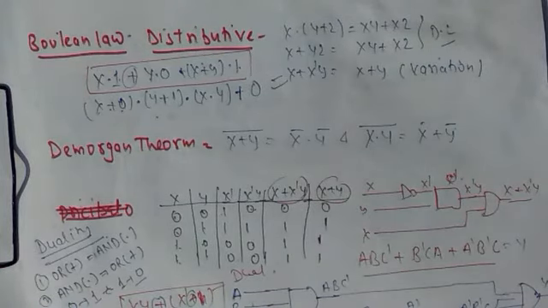So thank you students, that's it for today. Today we have learned how to create a truth table, how to create a logic circuit, and how to calculate the dual of any particular expression. Thank you students, and keep learning.